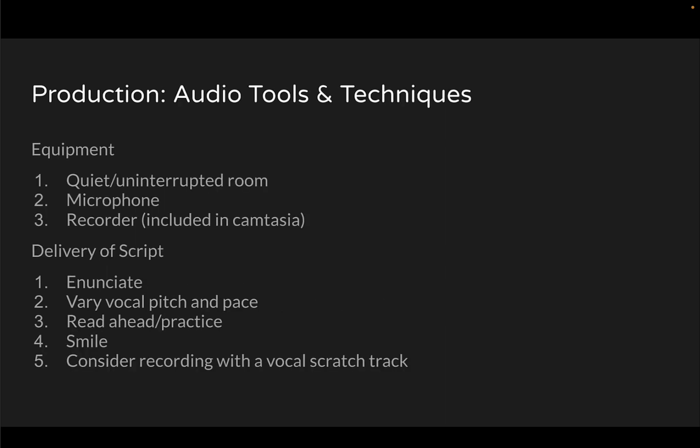Other things to think about in production. So you're going to need a quiet, uninterrupted room. And just so you all know, if you're on campus, in the Willis Library, they have soundproof rooms where you can record podcasts. And they have high-end microphones you can check out. It's all free. You just have to reserve a time. It's super easy to reserve a time. So head over to the Willis Library website, and you can actually reserve everything on the website itself.